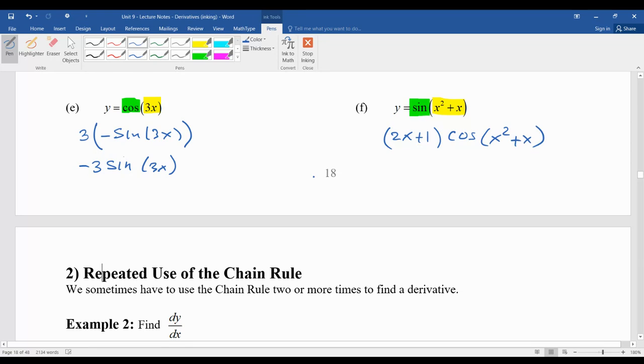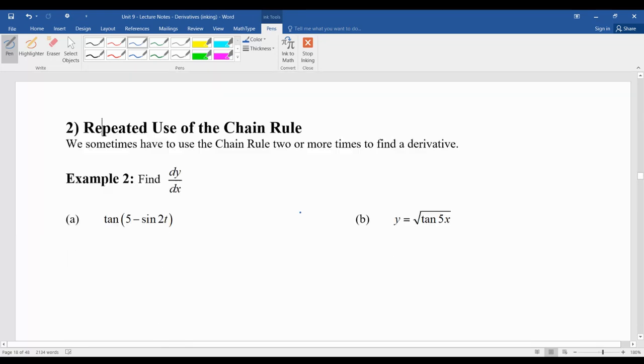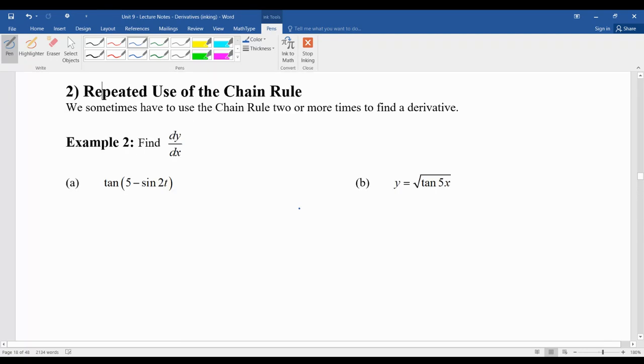Okay. All right, next, it will be repeated use of chain rule. What this means is we may have to use the chain rule more than once. Use the chain rule and then you use it again. That happens when we have a composition of more than 2 functions. Let's say a composition of 3 functions. For instance, let me show you over here. You can easily see it.